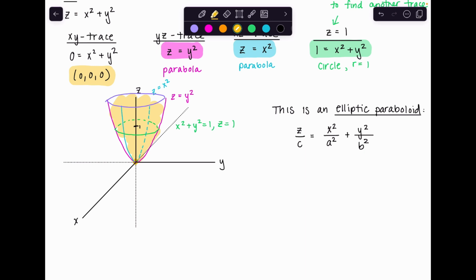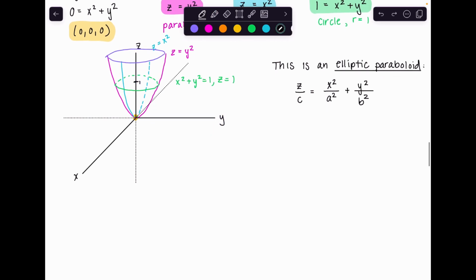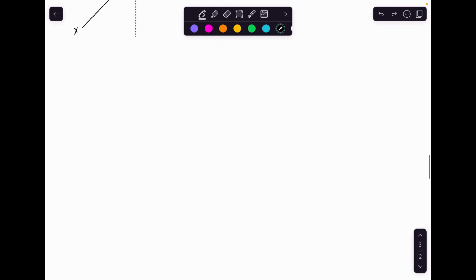It opens in the positive z-axis. If it was negative z, it would open in this direction. If instead it was x equals z squared plus y squared over whatever constants, then it would open in the x direction. And if it was y, all it means is it opens along the y-axis. So same exact shape, but just different orientations. Okay. All right, so let's try our next shape.